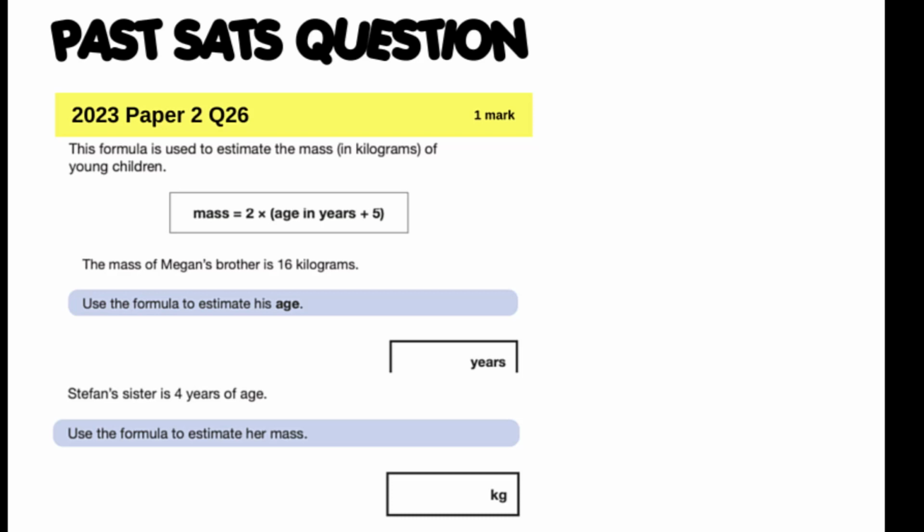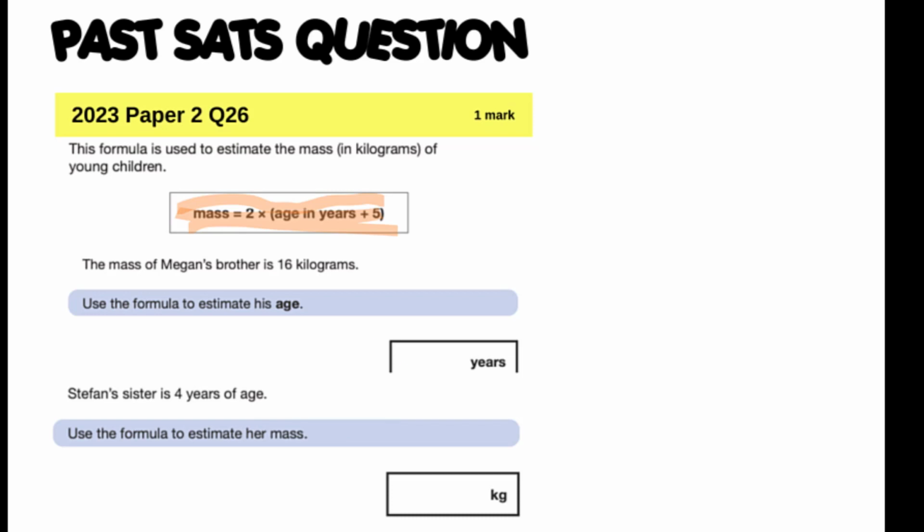Paper 2, question 26. This formula is used to estimate the mass in kilograms of young children. Mass equals 2 times, and in brackets, age in years plus 5. So we have a formula here. This is an algebraic formula that we are expected to use to find our answer. So I'm just going to highlight this is our formula. The mass of Megan's brother is 16 kilograms. Use the formula to estimate his age.